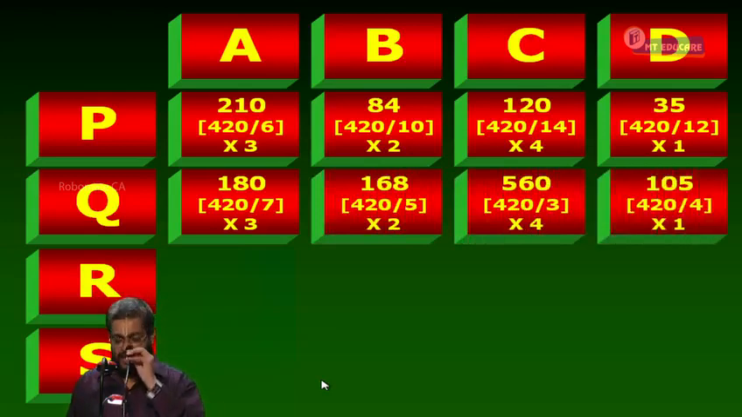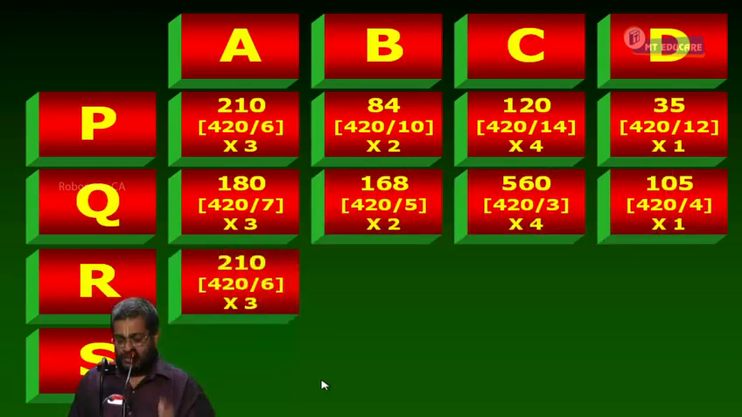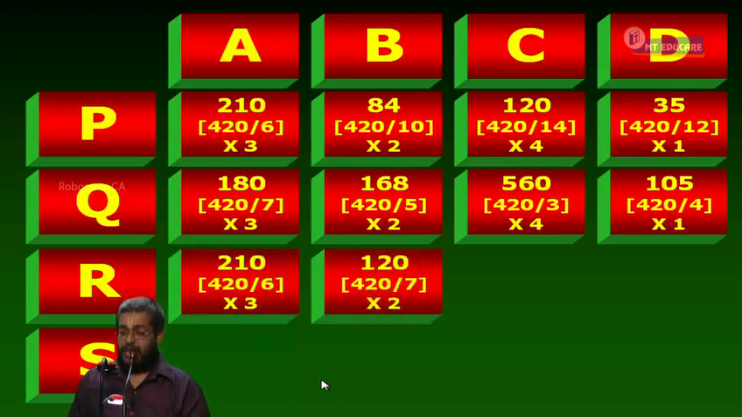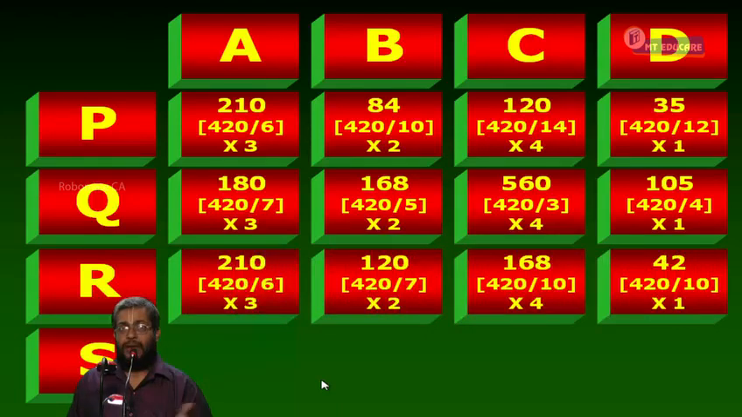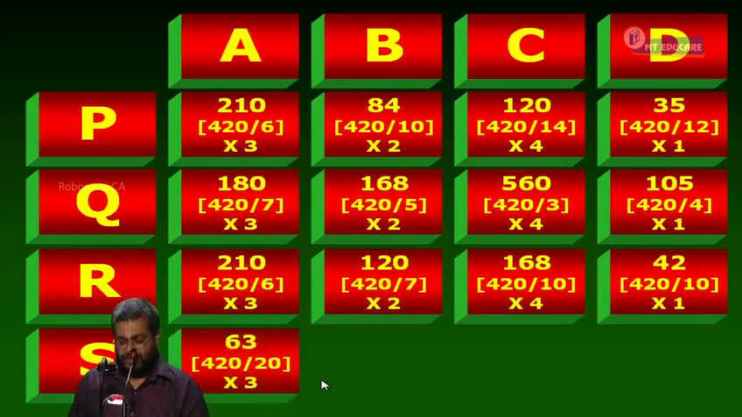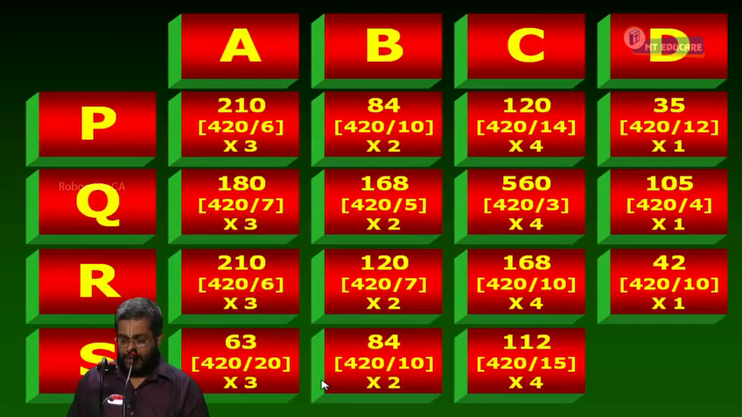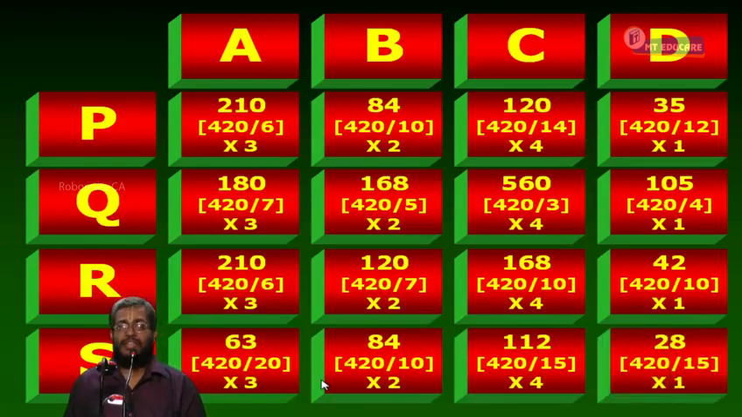Can I pause? R given A, tell me the number. 420 by 6 into 3, 420 by 7 into 2, 420 by 10 into 4, 420 by 10 into 1. Last, S, what is the number? 420 by 20 into 3, 420 by 10 into 2, 420 by 15 into 4, 420 by 15 into 1. So this is the profit matrix. Respond yes or no?